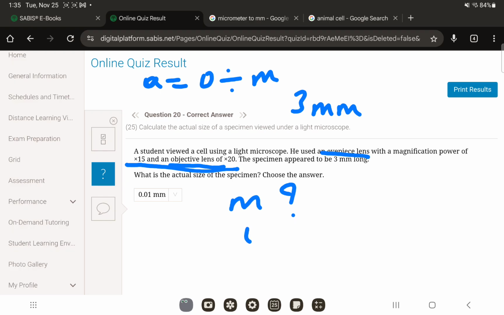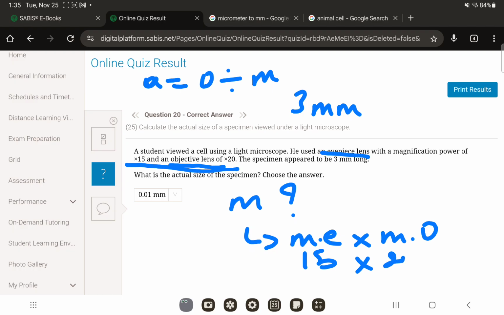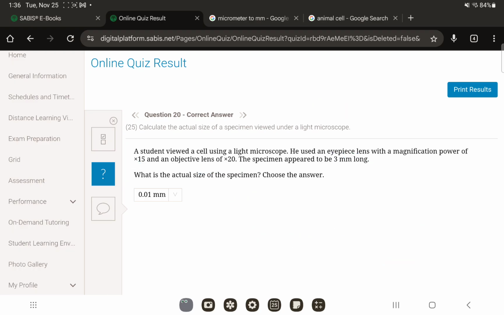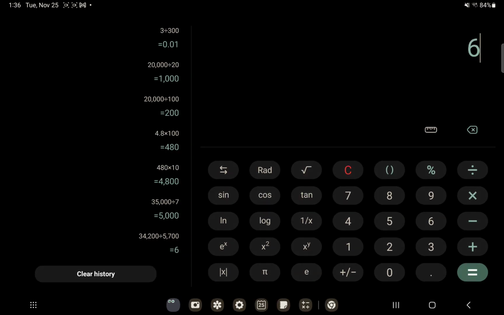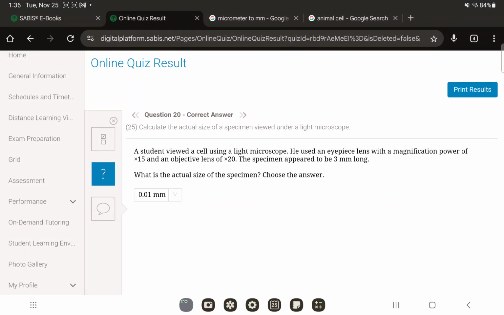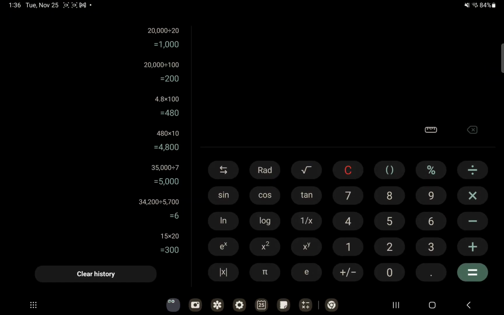And to find the actual total magnification, you just multiply the magnification of the eyepiece by the magnification of the objective lens. So in this case, it would be 15 times 20. So 15 times 20 would be 300. So now that you have 300, you have to find the actual length.